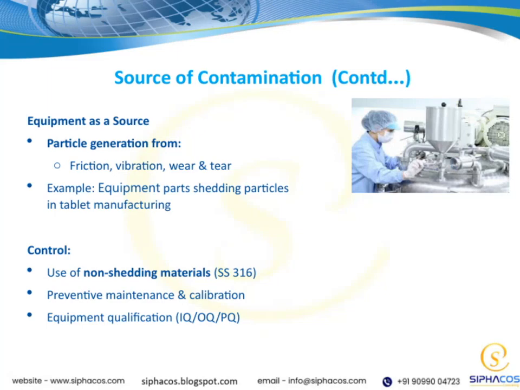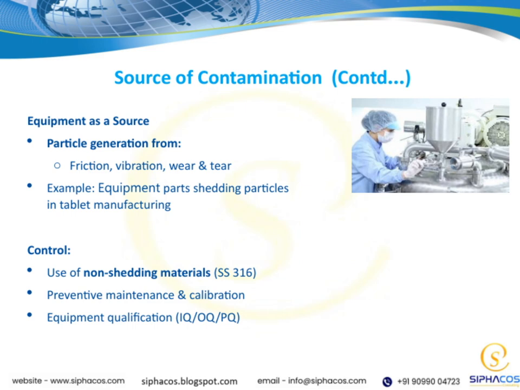Now, let's continue exploring the sources of contamination, specifically focusing on equipment as a potential source. Equipment can generate particles through various mechanisms such as friction, vibration, wear, and tear. Over time, these processes cause parts of the equipment to shed particles, which can contaminate the manufacturing environment. For example, in tablet manufacturing, small particles might come off equipment parts and end up in the product.